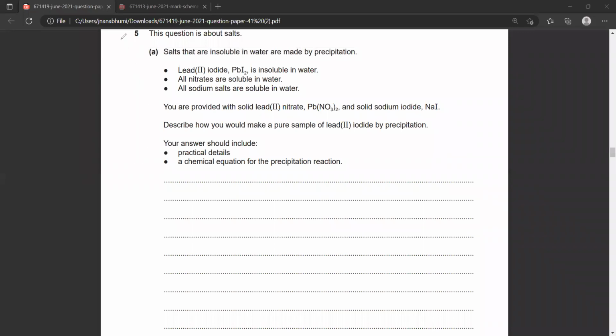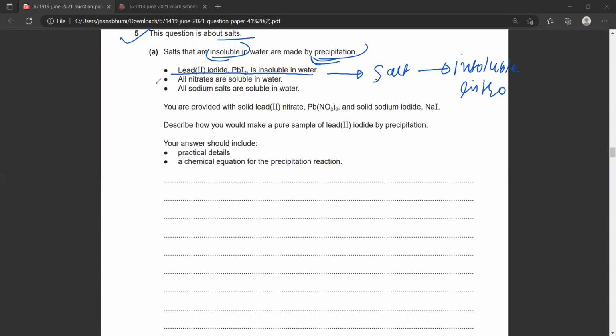So the next question is the fifth one. This question is about salts. Salts that are insoluble in water are made by precipitation, right? When a salt is forming a precipitate, then it is insoluble in water. So lead iodide is insoluble in water. So this is the salt which is insoluble, right? Insoluble in water.